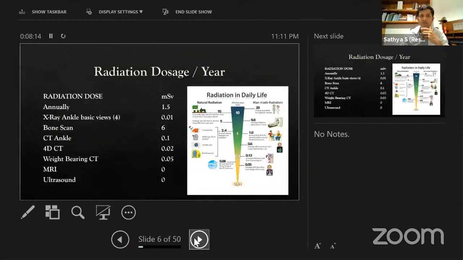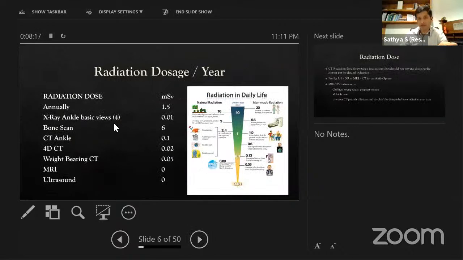With respect to radiation dosage per year, I've given that roughly annually a person can receive up to 1.5 millisievert. An X-ray of the ankle, the basic 3 or 4 views, involving an AP or PA view, a mortise view or a lateral view, comprises only about 0.01 millisievert. But a bone scan involves a higher amount of radiation exposure.